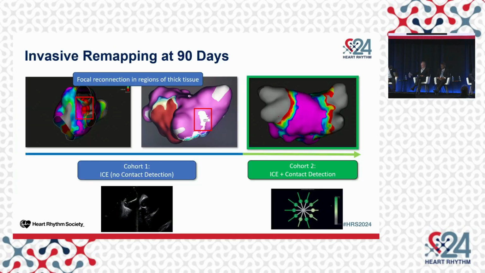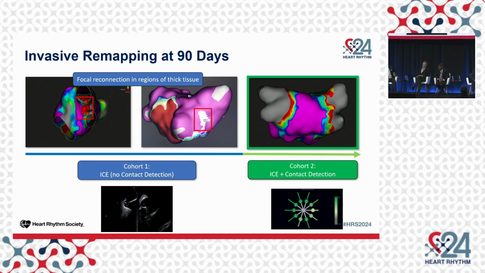And I think it was important when we looked at the remaps to see where people reconnected and what happened in these patients. It was usually related to having a gap. The lesions were fairly contiguous, but all it takes is one gap, right, to have reconnection.